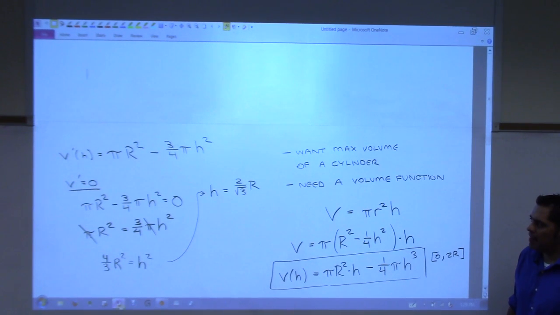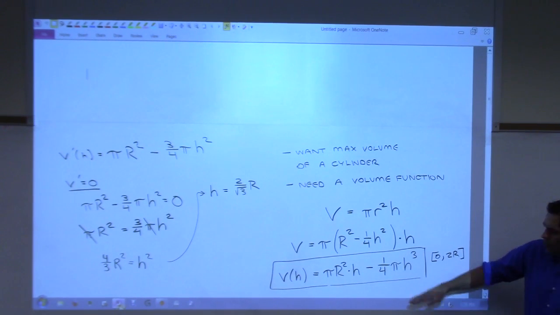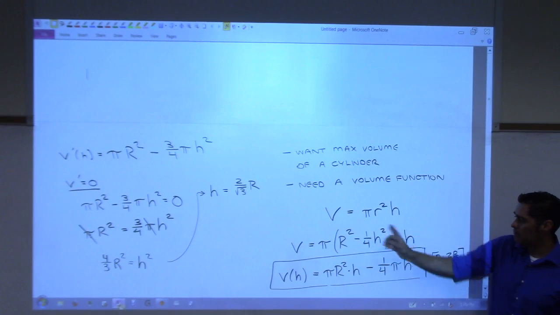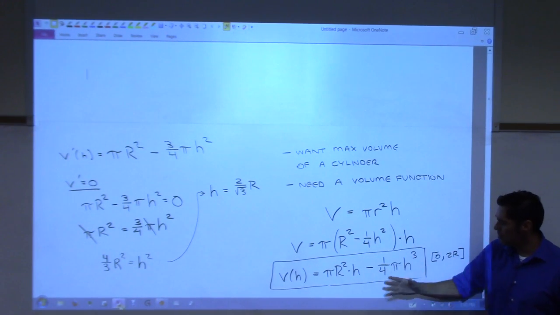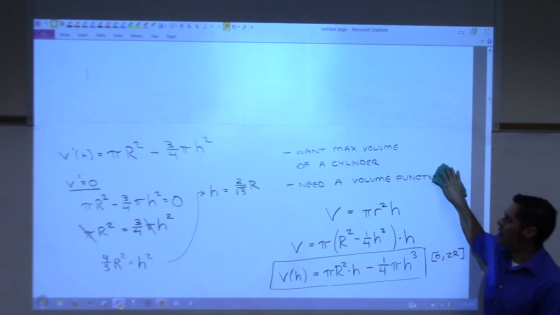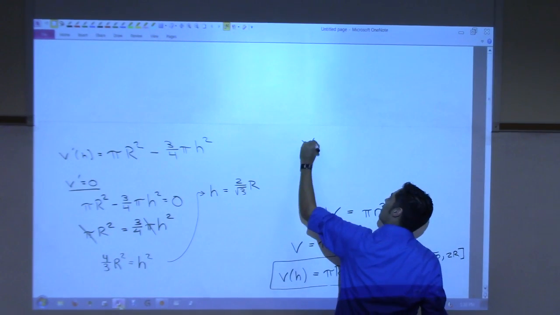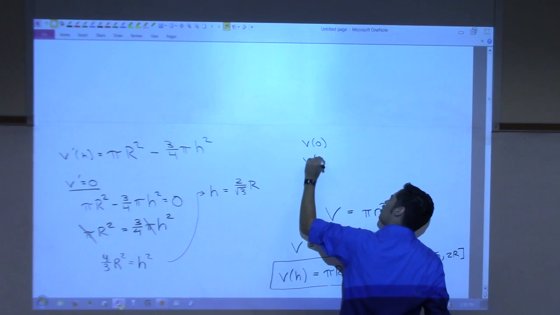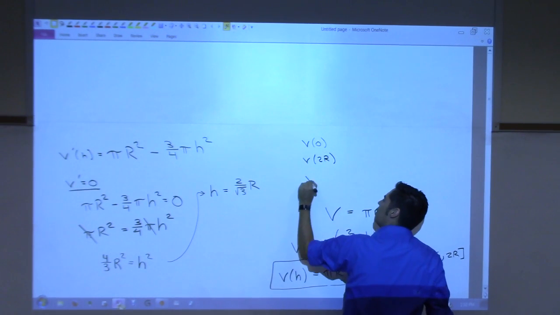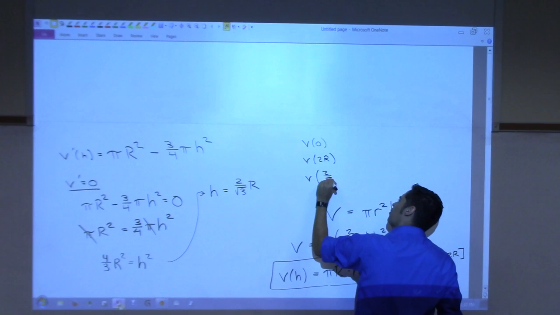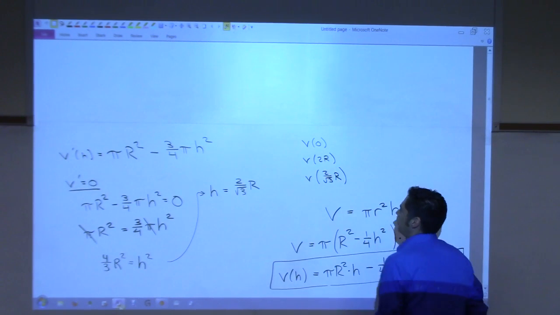We need to plug that back in where? The original function, because we're using the closed interval method. We need to also plug in these two endpoints. So I'm going to go to my original volume function, which is here, or I can go back up here before I distribute it. It's my choice, your choice, right? But I need to now evaluate. I need v of 0, v of 2 capital R, that's weird, and then v of 2/√3 capital R.